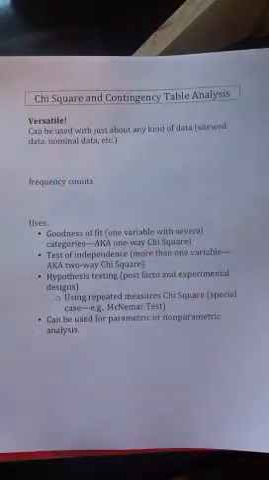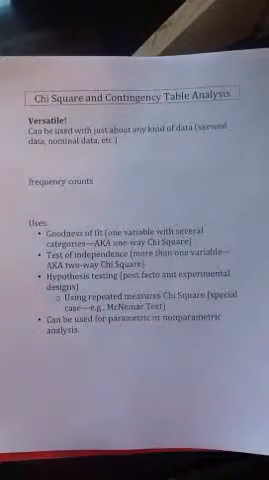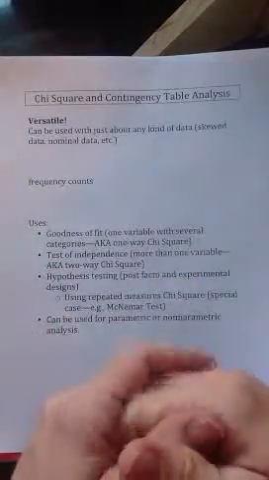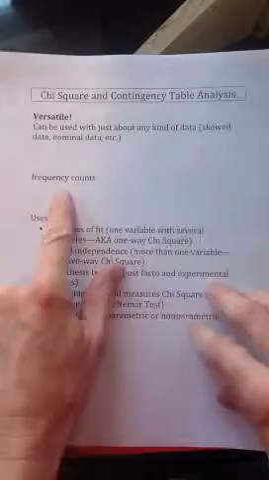Now, up to this point, most of the types of statistical analyses that we've studied have required interval level data and normally distributed data, but neither of those requirements holds true for chi-square. Chi-square works by using frequency counts.